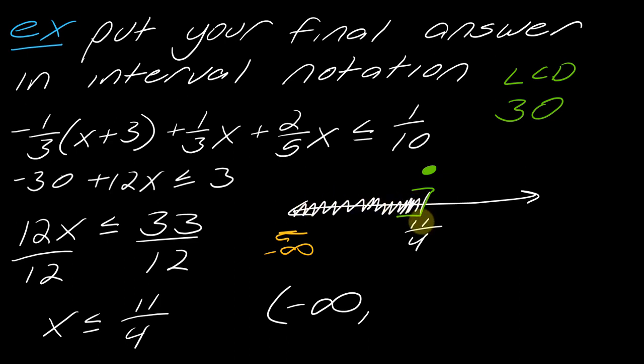And then we're at 11 over 4. 11 over 4 is included. Since it is included, it gets a square bracket. So boom, there you go.